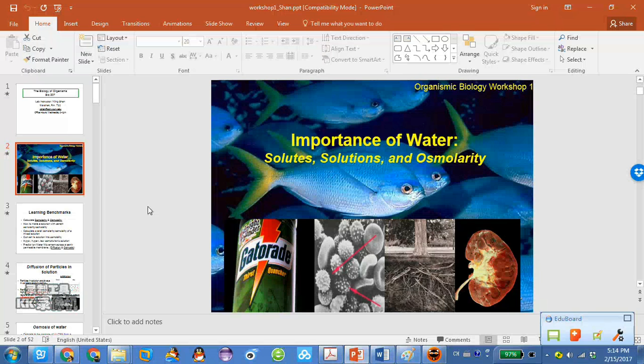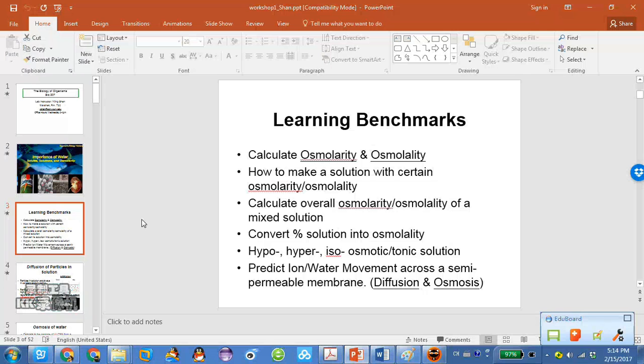Okay, the topic of the first workshop is the importance of water, solutes, solutions, and osmolarity. Let's first look at the 6 learning benchmarks that I made for you to review with. The first one is you should know how to calculate osmolarity and osmolality. Second, you should learn how to make a solution with a certain osmolarity or osmolality. Third, how to calculate the overall osmolarity or osmolality of a mixed solution.